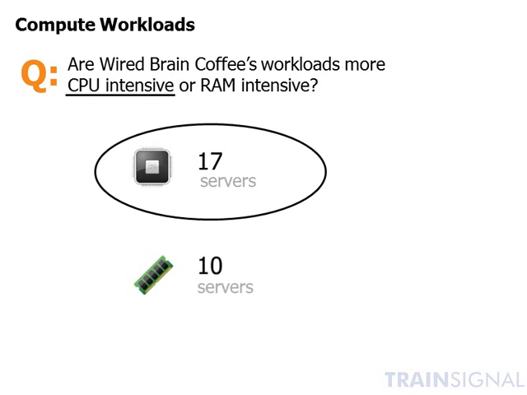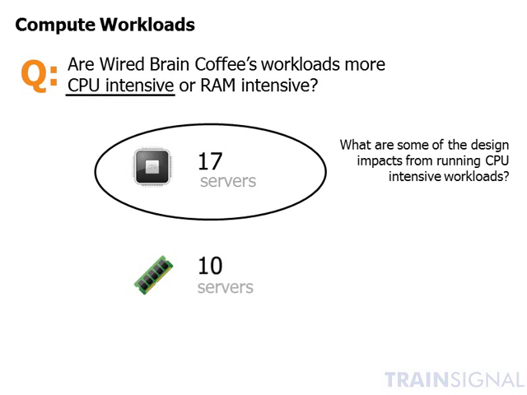With that in mind, then, what are some of the design considerations or design impacts that come from running CPU intensive workloads? Are there other considerations that we need to include? Perhaps we should be looking at lower target VM to core ratios than if the workloads were less CPU intensive. Remember that our target VM to core ratios will indicate how many VMs will share a single CPU core.